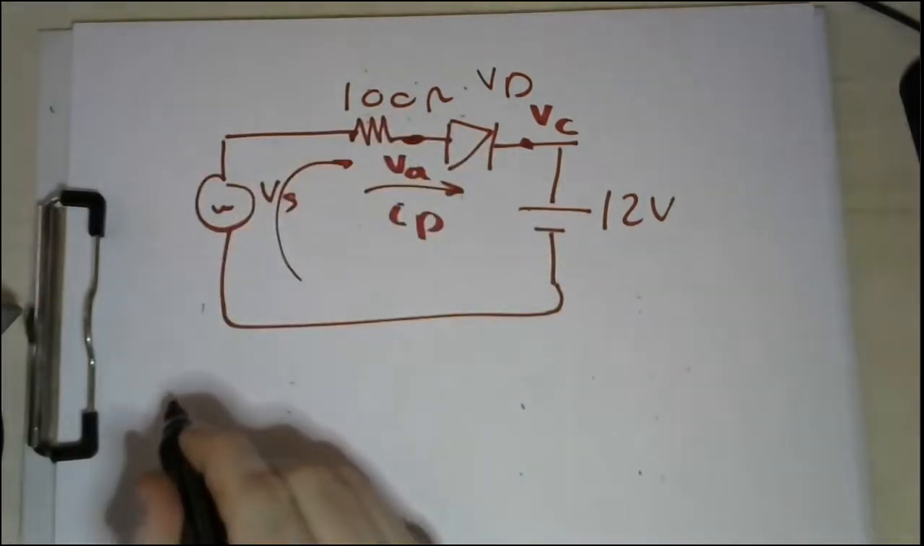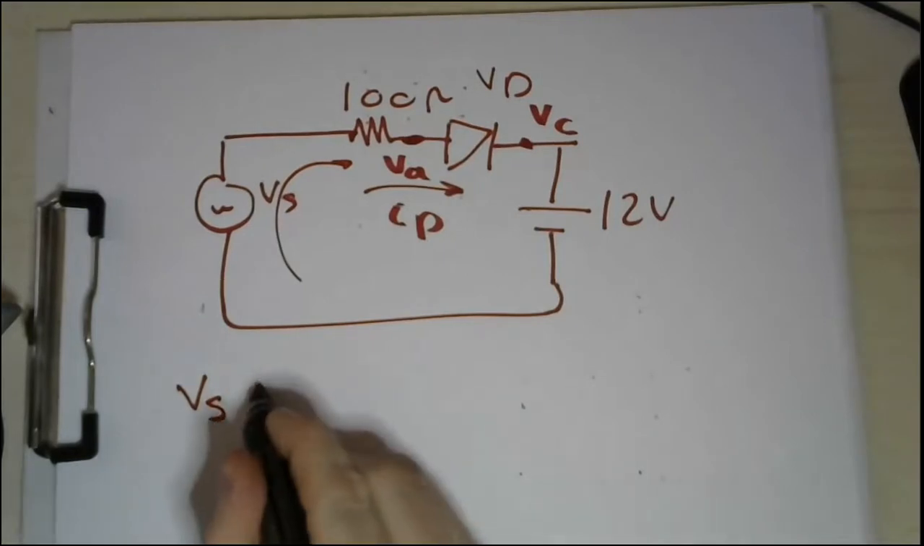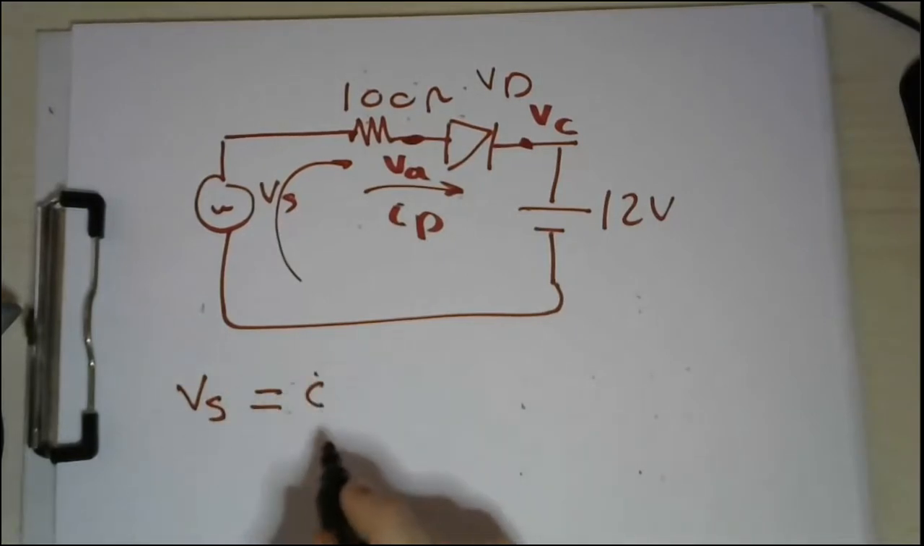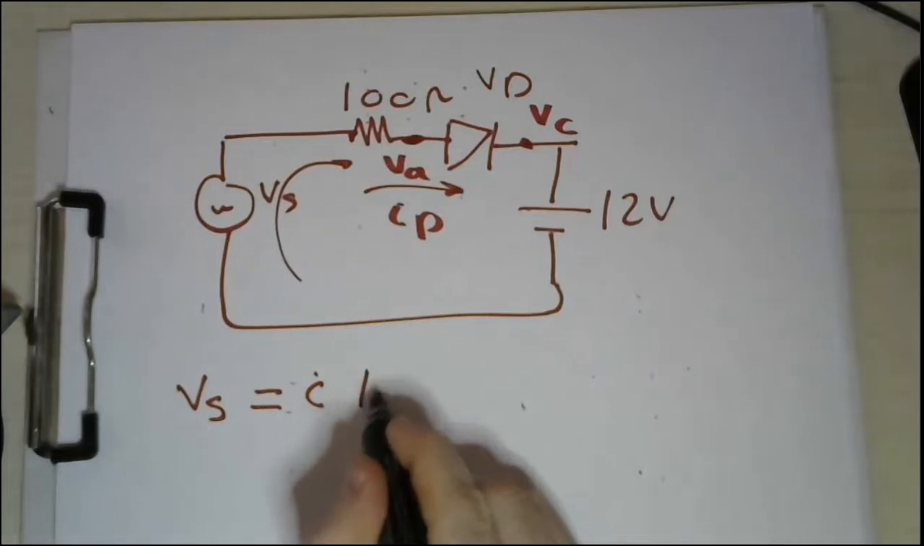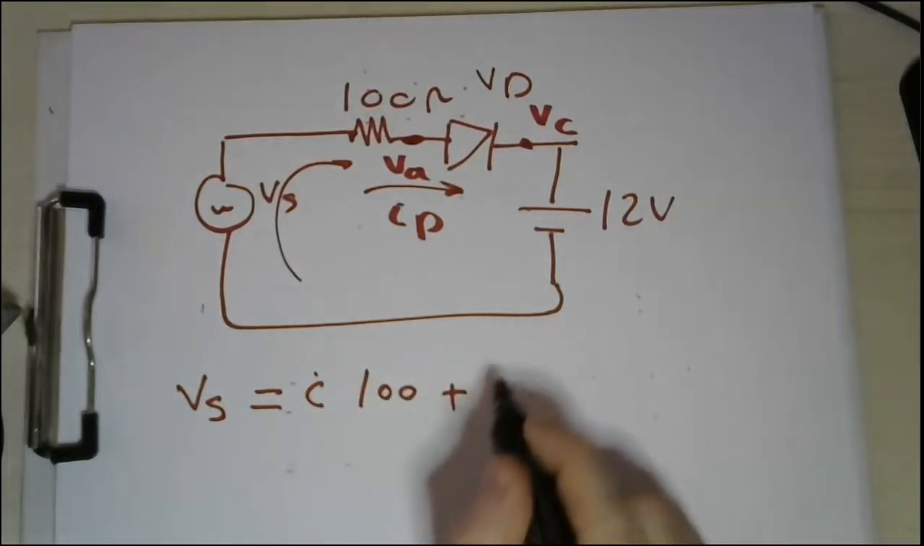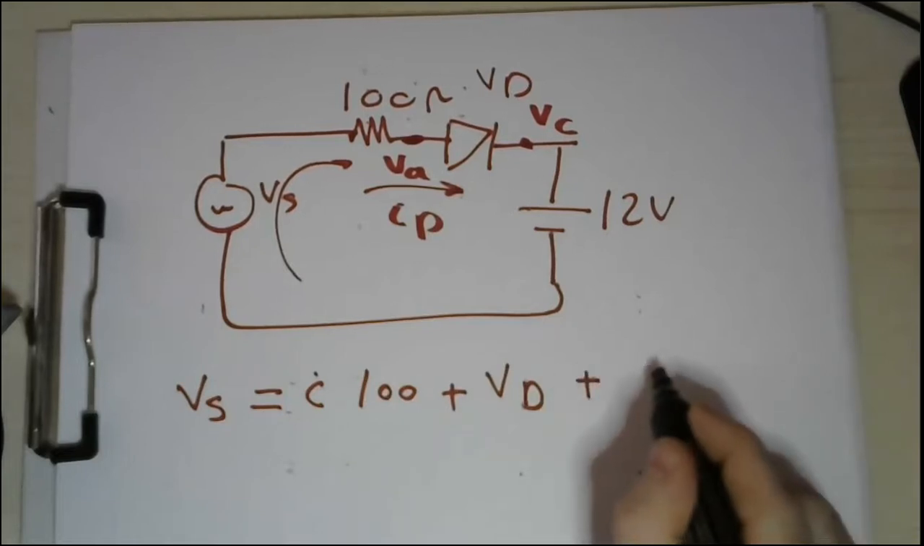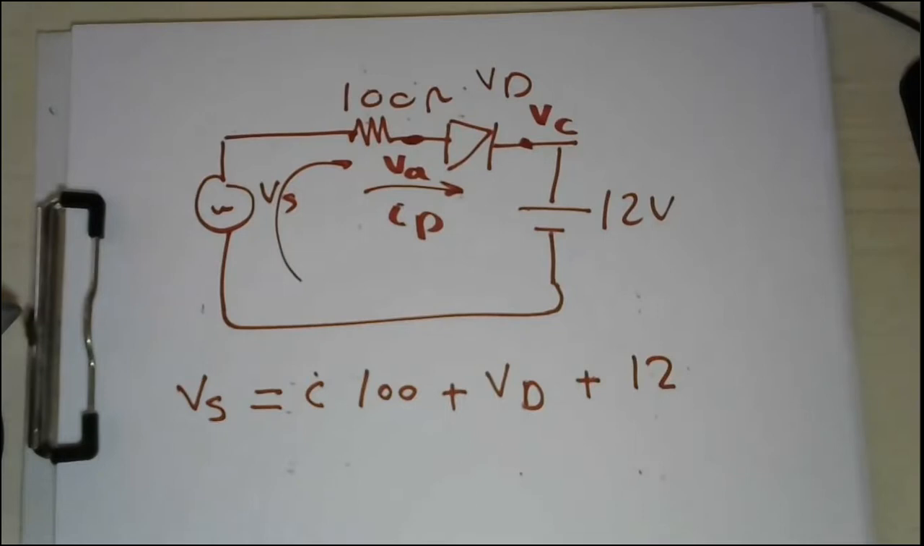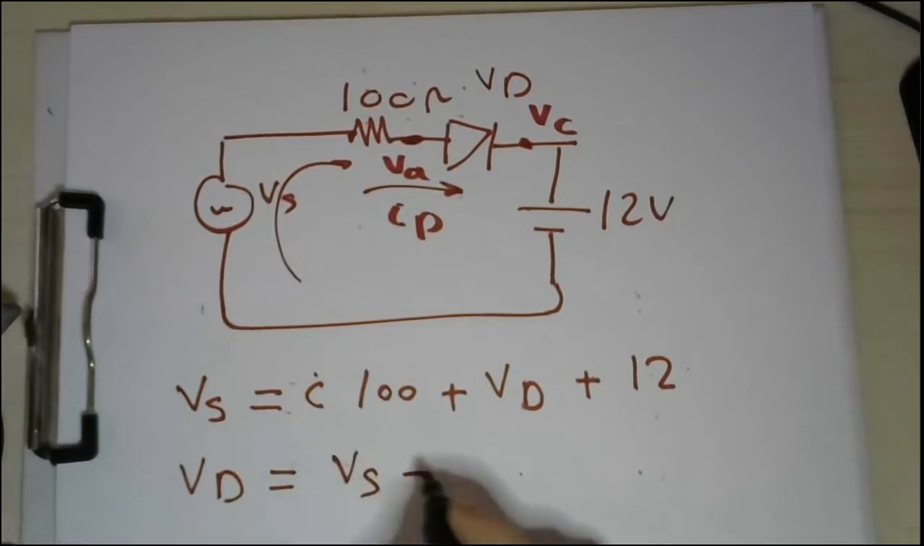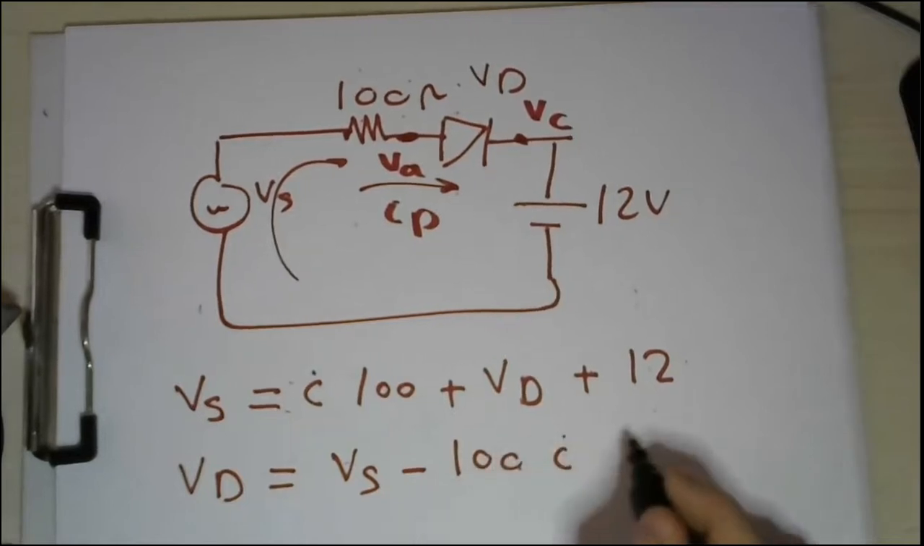So Vs, which is the supply voltage, equals I times 100 ohm plus Vd plus the 12 volts. This is your equation. So Vd equals Vs minus 100 I minus 12.